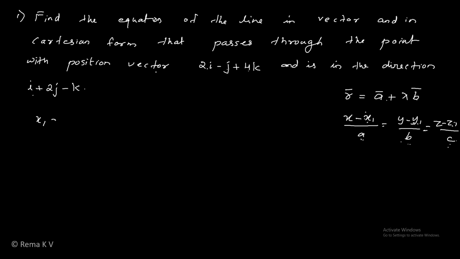Can you give the answer? Vector a is the position vector of the point, and the coordinates of that point are x1, y1 and z1. Now read the question and find out the values of x1, y1 and z1. Give your answer. What is the value of x1?